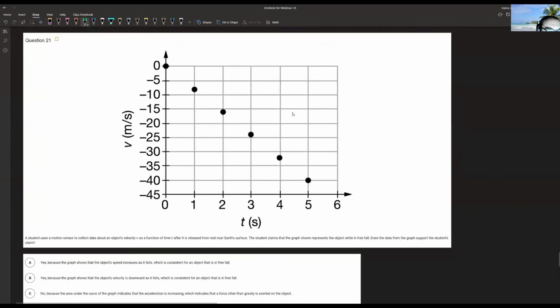All right, let's go ahead and look at 21. A student uses a motion sensor to collect data about an object's velocity as a function of time after it is released from rest near the Earth's surface.